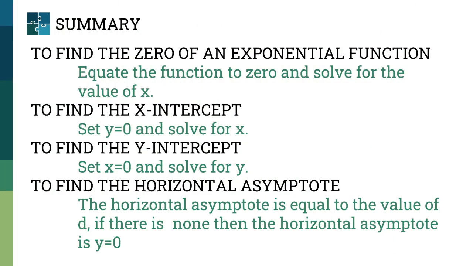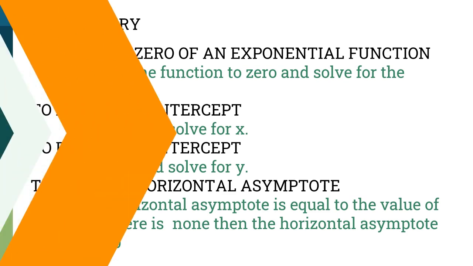To find the zero of an exponential function, equate the function to 0 and solve for the value of x. To find the x-intercept, set y equal to 0 and solve for the value of x. To find the y-intercept, set x equal to 0 and solve for y. The horizontal asymptote is equal to the value of d. If there is none, then the horizontal asymptote is y is equal to 0.